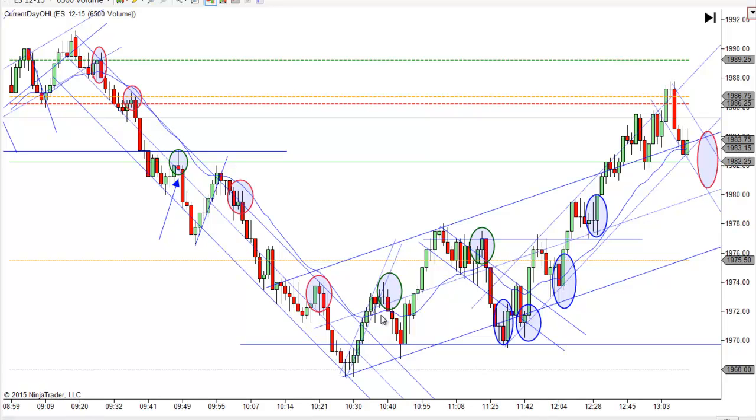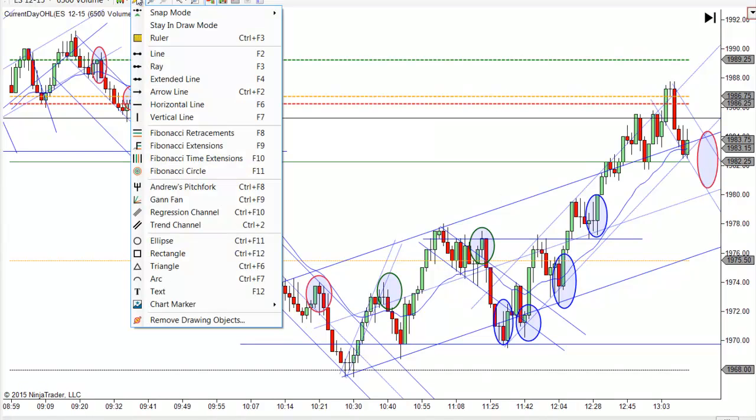Because something's going on here. We're not really taking off. We should have really bounced and taken off that EMA there. So we probably trapped some longs here, people trying to pick a bottom here.